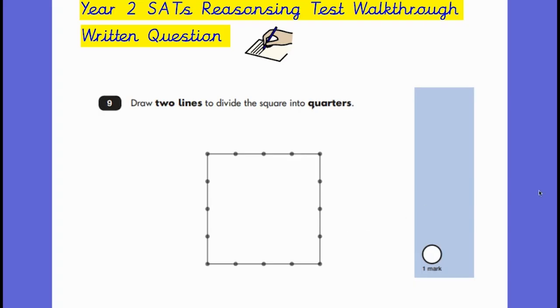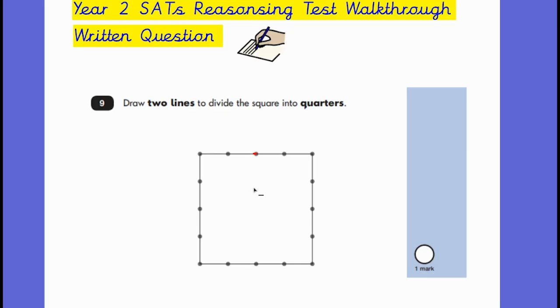Okay, draw 2 lines to divide the square into quarters. So there's a couple of different options to solve this question. Now, we've got to try and get them to use a ruler, okay, and they will be provided with a ruler in the quiz, in the test, so they should be able to use it, but this is about their knowledge of fractions of shape. So how can you divide this square into quarters using only 2 lines?